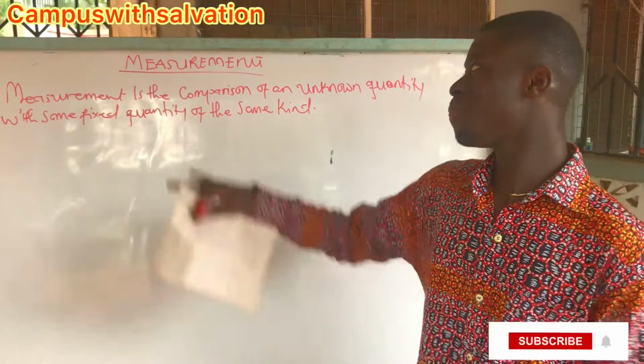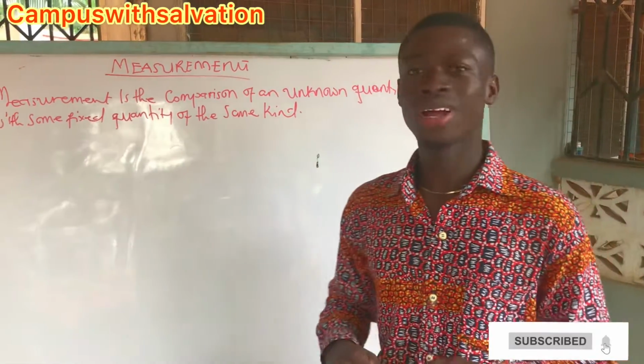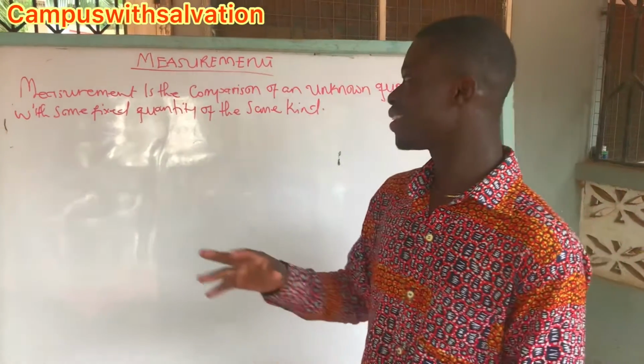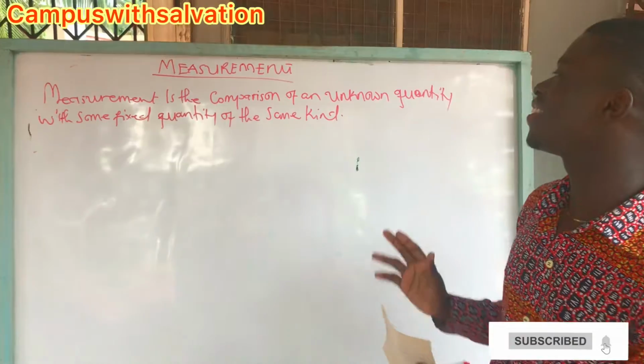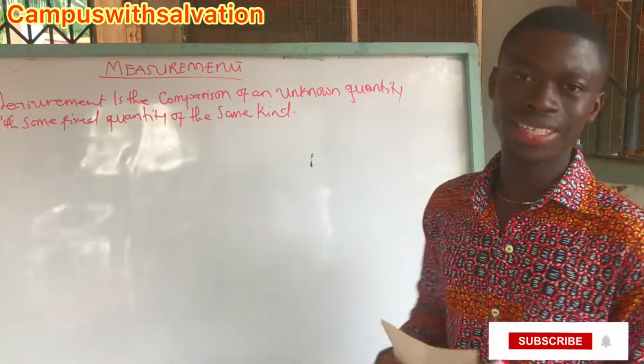The topic is measurements in science. But before we talk about measurements, let's look at the definition of measurement. Measurement is the comparison of an unknown quantity with some fixed quantity of the same kind.